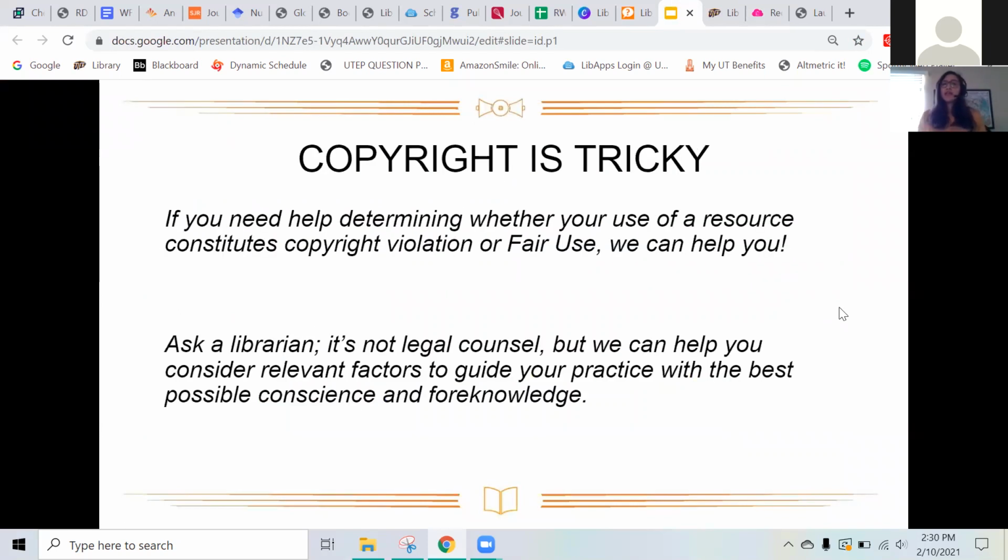So copyright is tricky. If you need help determining whether your use of something constitutes copyright violation or fair use, we can help. I urge you to ask a librarian. It doesn't count as legal counsel, but we can help you consider the relevant factors. We can help you ask the right questions to see if we can determine ourselves with any amount of confidence whether you are adhering to copyright law or accidentally violating it. And then we can also talk about solutions if the outcome of our questioning doesn't look very good, or if we don't have a lot of confidence in it.